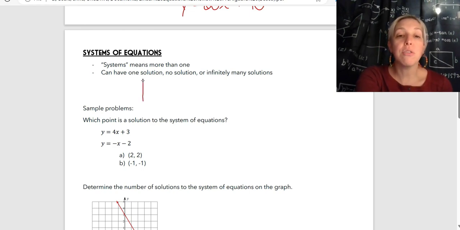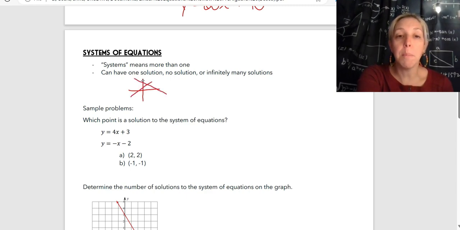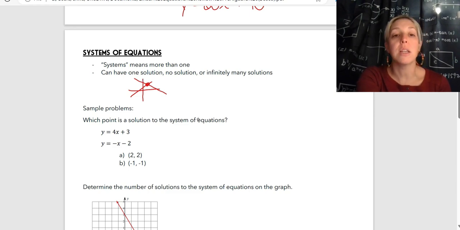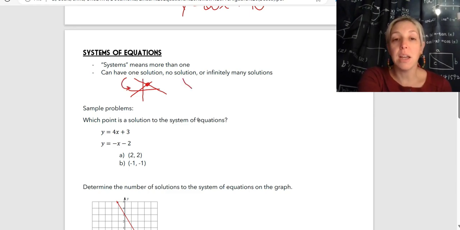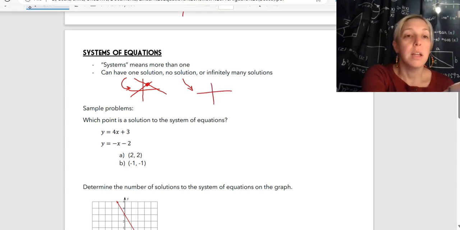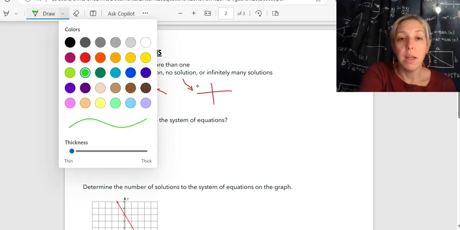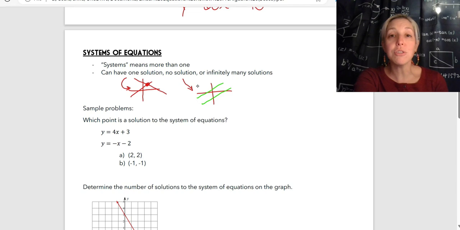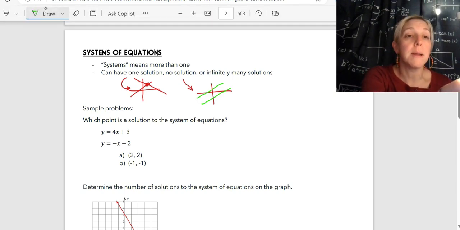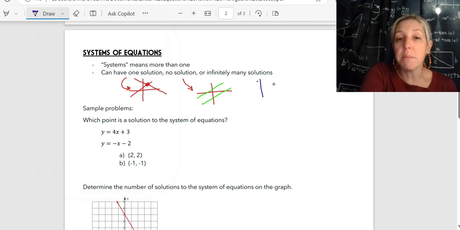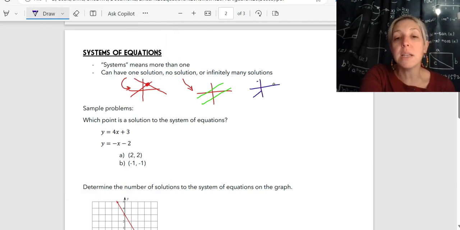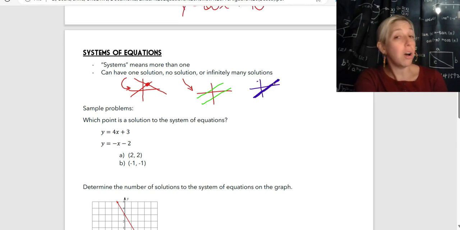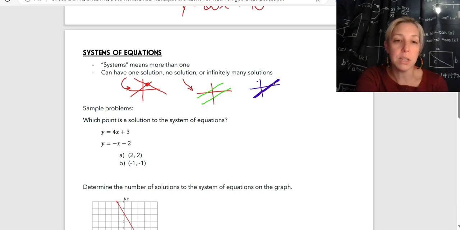If we are looking at a graph, one solution means our lines are going to cross at one point. That is one solution. No solution, on the other hand, would be if you had a graph, and let me use a different color just to show you. If you have two parallel lines, those are never going to intersect. That means there's no point that will work in both equations. You will not have an example of infinitely many on your test, but infinitely many is literally when the lines are right on top of each other. That means all of the points on that line would be a solution.